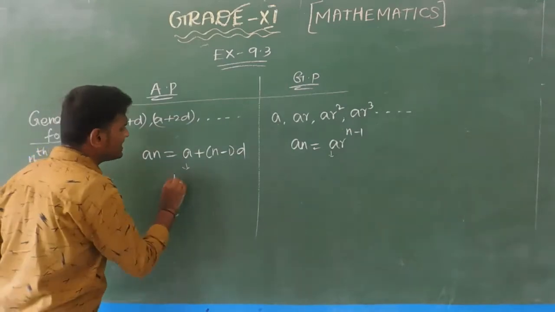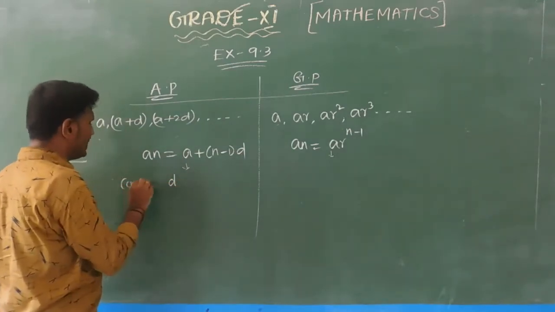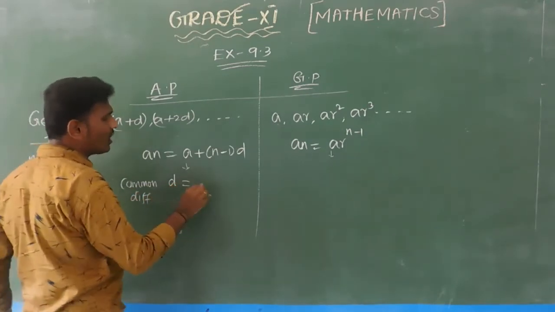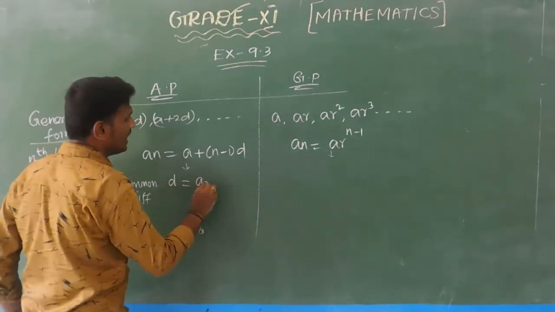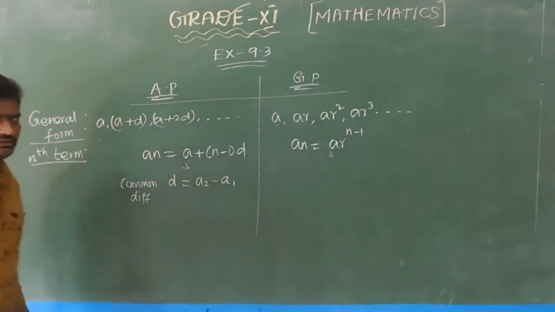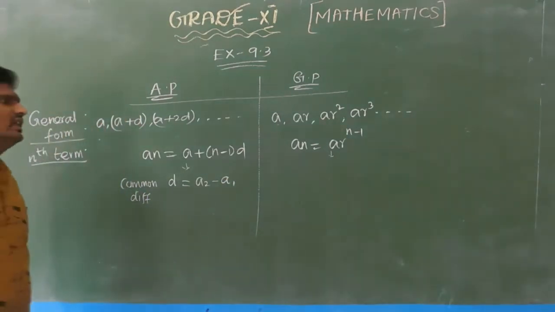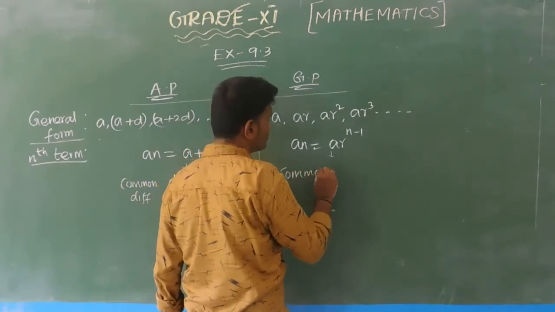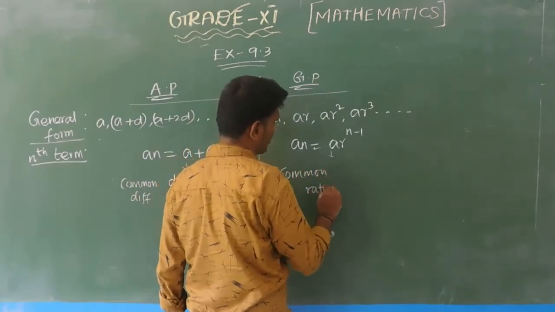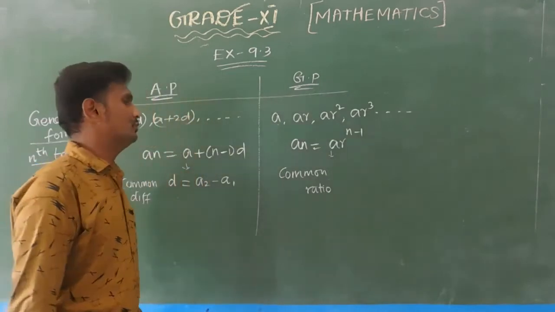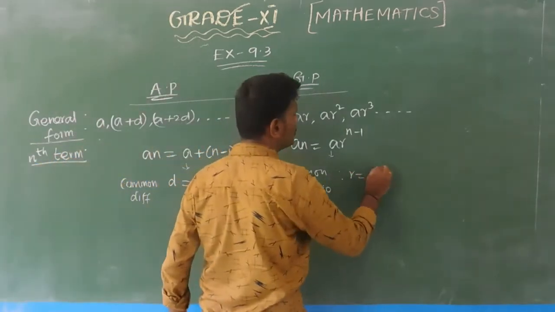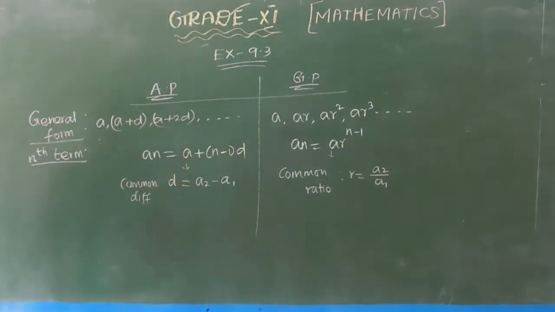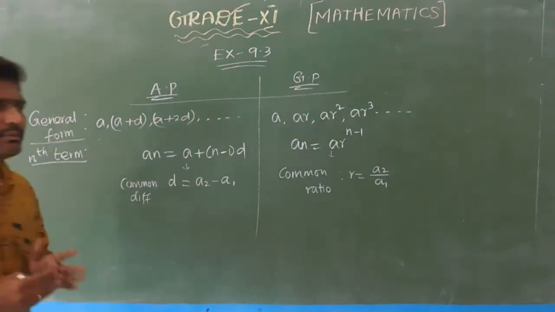Here d is the common difference, and we have a formula d equal to a2 minus a1. Now coming to GP, r is called the common ratio. Here r is equal to a2 divided by a1.